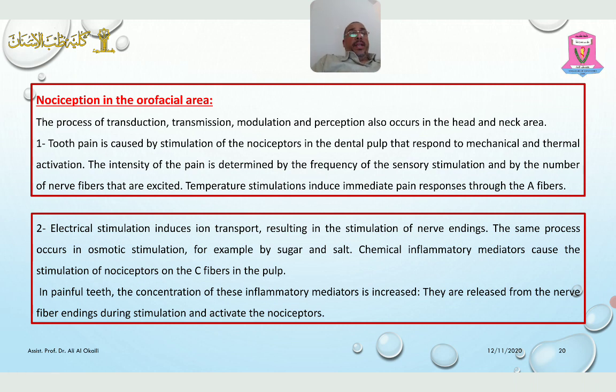Nociception in the orofacial pain. The process of transduction, transmission, modulation, and the perception also occur in the head and neck area, of course. Tooth pain is caused by stimulation of the nociceptors in dental pulp that respond to mechanical and thermal activation. The intensity of the pain is determined by the frequency of the sensory stimulation and by the number of nerve fibers that are excited. Temperature stimulation induces immediate pain response through A fiber, اللي هي myelinated nerve fiber.